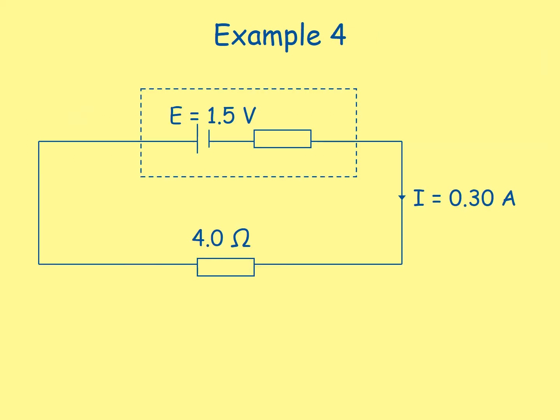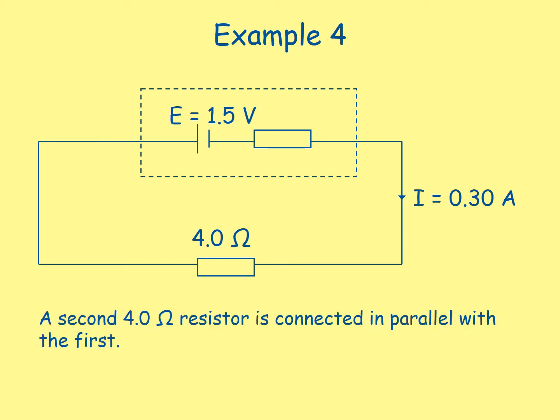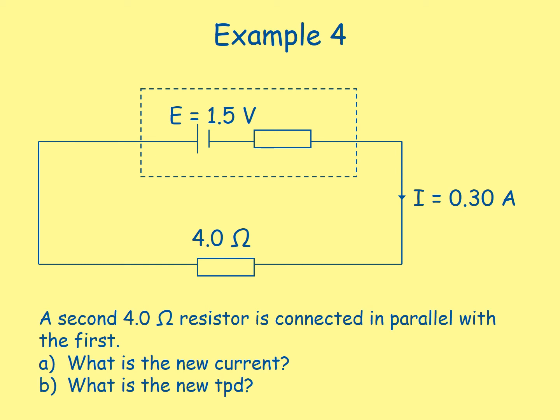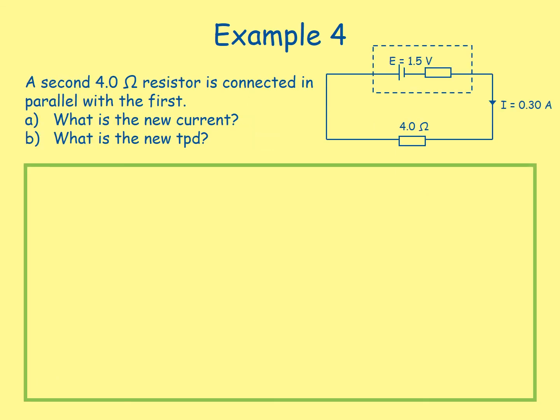Example 4. We have a circuit set up with a resistor connected to a power supply, and we can see our internal resistance represented there. We have an EMF, a current, and the load resistance being given to us. A second 4 ohm resistor is connected in parallel with the first, and we want to find out what the new current is and what the new terminal potential difference is. Let's work out the new current first.